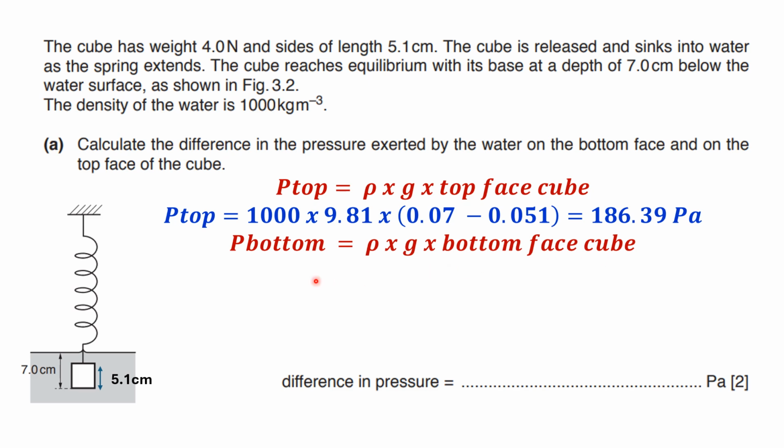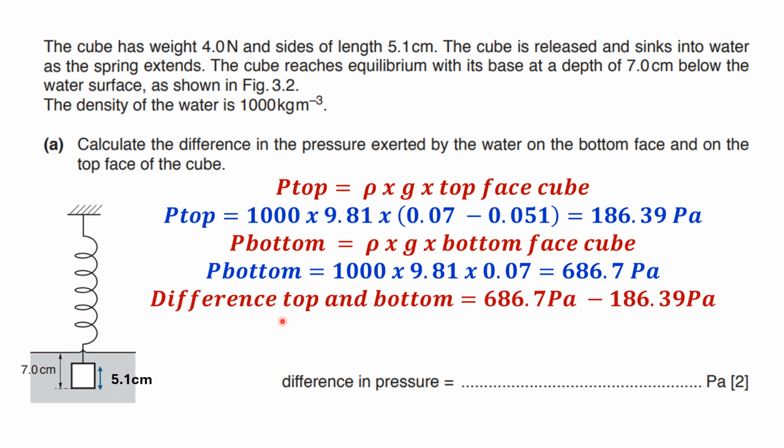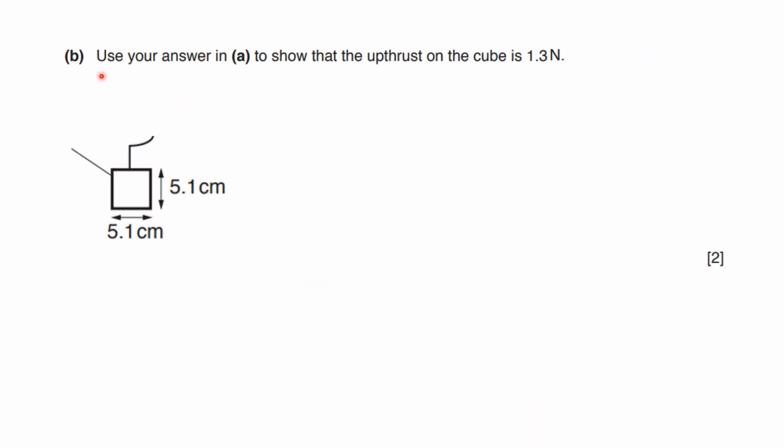Now let's calculate the pressure at the bottom. The same formula, but the value substitutions are different. The density of the water is the same, g is the same, but the height is 0.07 meters. Instead of centimeters we use meters because the answer is in Pascal. So the answer is 686.7 Pascal, and the difference between the pressure at the bottom and the top is 500 Pascal. So that's the answer.